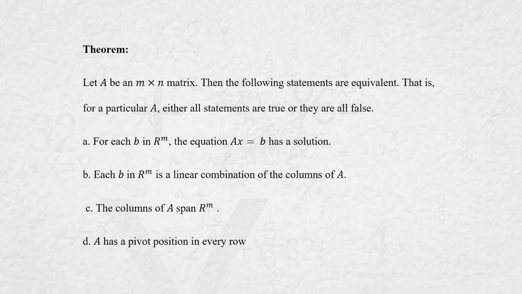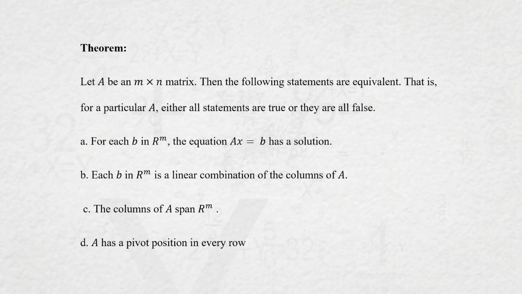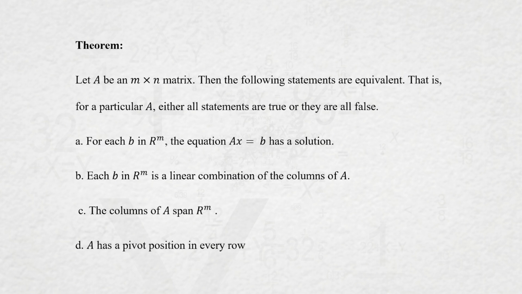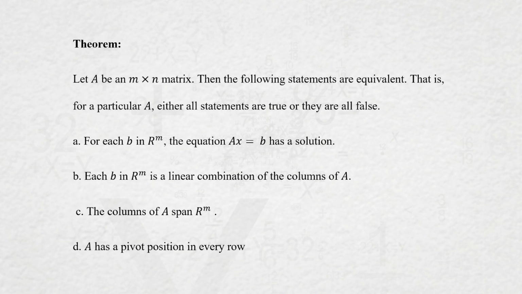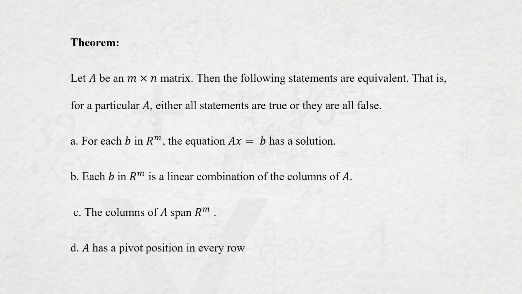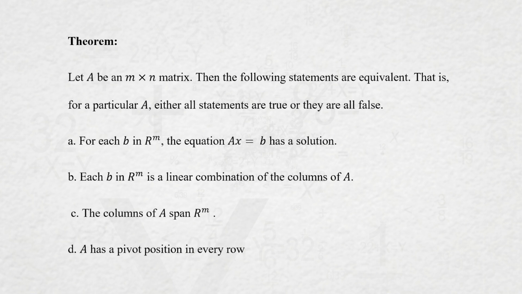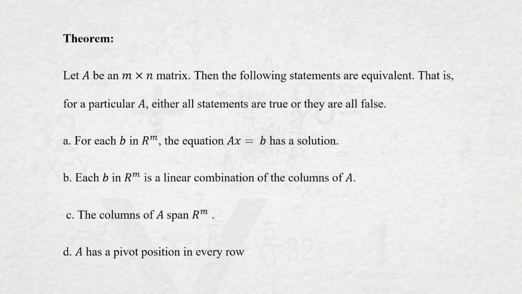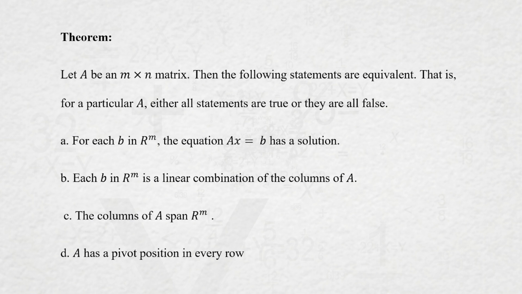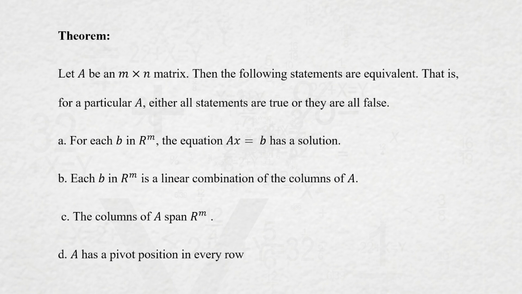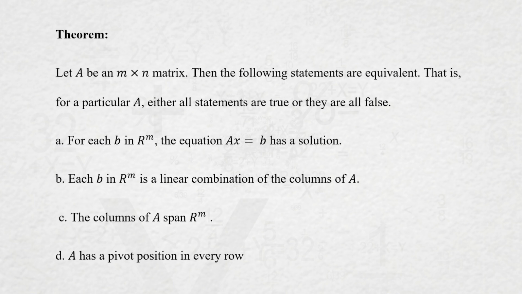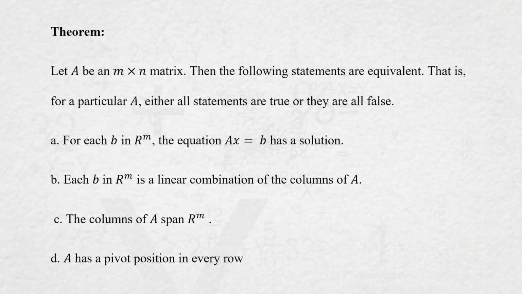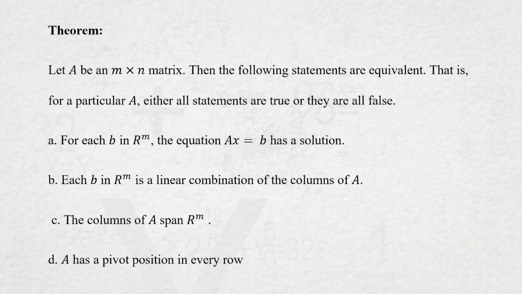Let us see a theorem. The statement of the theorem is, let A be an m by n matrix, then the following statements are equivalent. That is, for a particular A, either all statements are true or they are all false. First statement, for each b in R^m, the equation Ax = b has a solution. Second statement, each b in R^m is a linear combination of the columns of A. Third statement, the columns of A span R^m. And the fourth statement says A has a pivot position in every row.